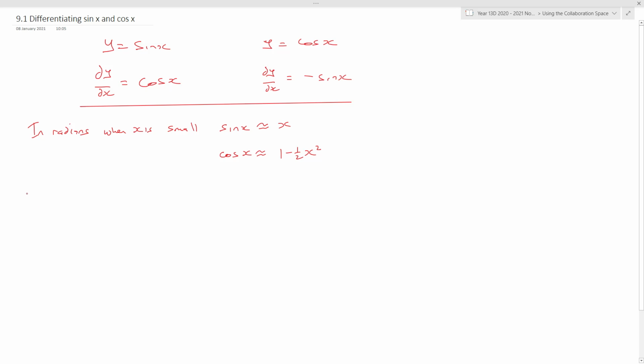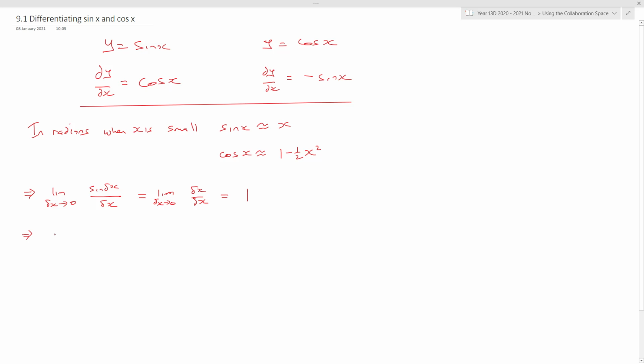So when we look at the limits then, this implies that the limit as delta x, very small, tends to 0, of sine of delta x over delta x, since sine of delta x is approximately delta x, as delta x tends to 0, it gives us 1.